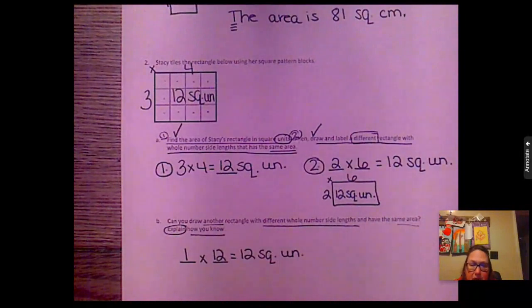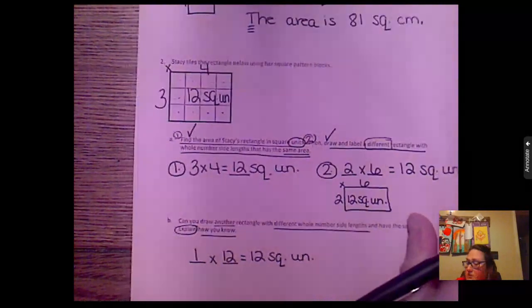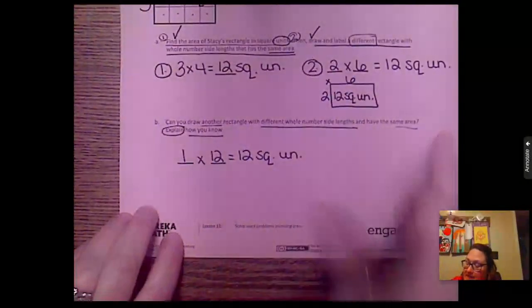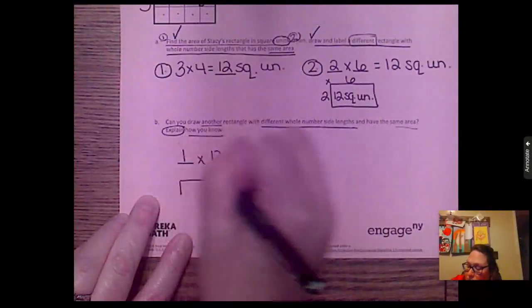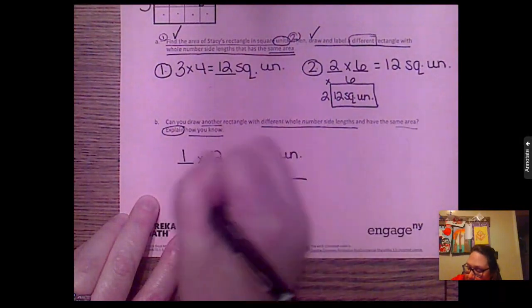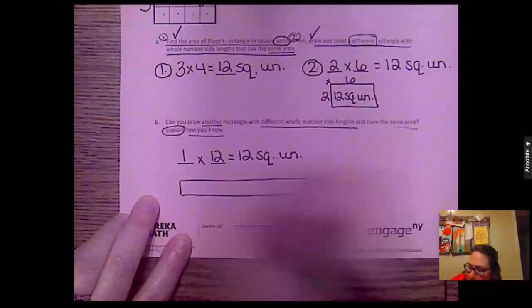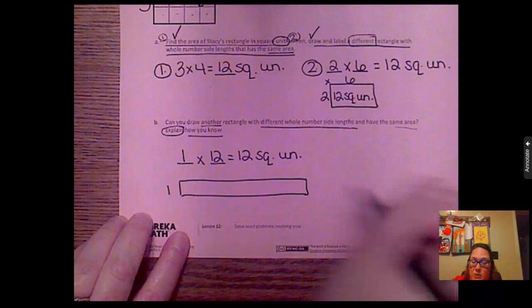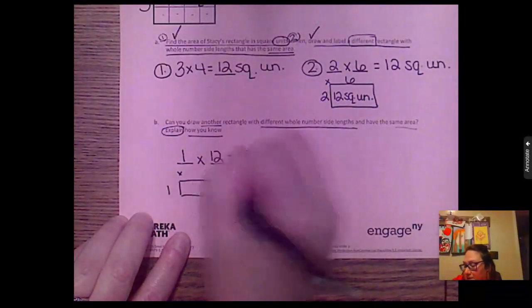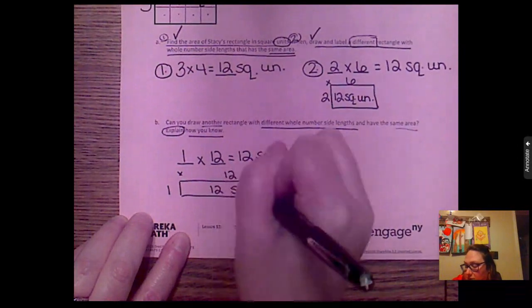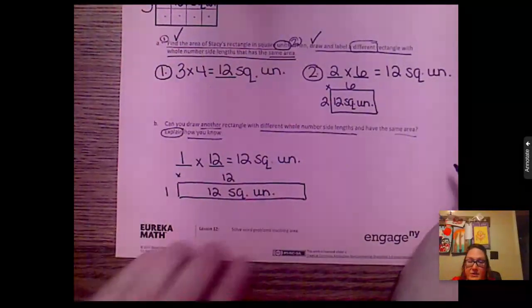And it says, can you draw? So let's draw that. If it has a side length of 1, it would be skinny, right? And then the other side length of 12, so that would be pretty long. So this would be 1 there, obviously on the short side, times 12. And it would have an area of 12 square units. Let's see if I answered all of this.